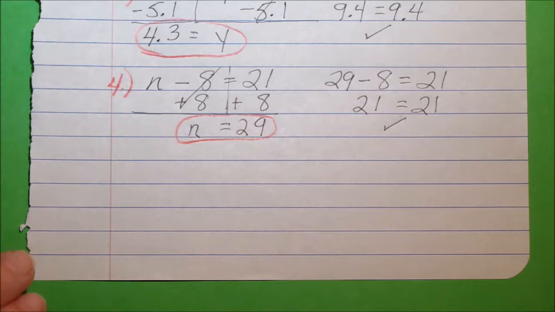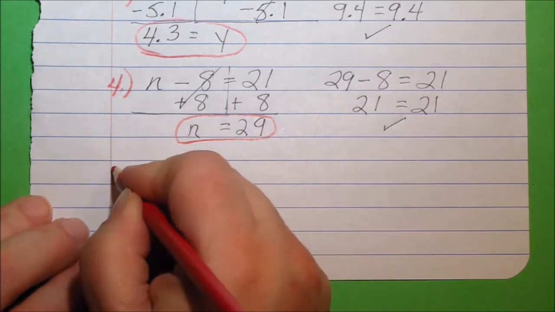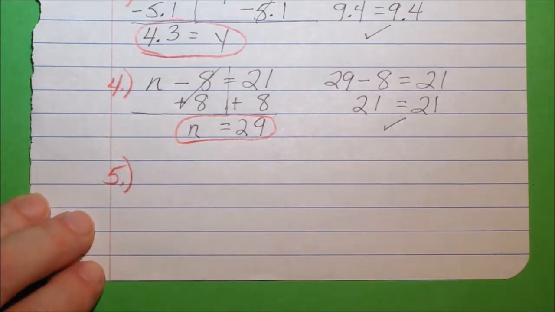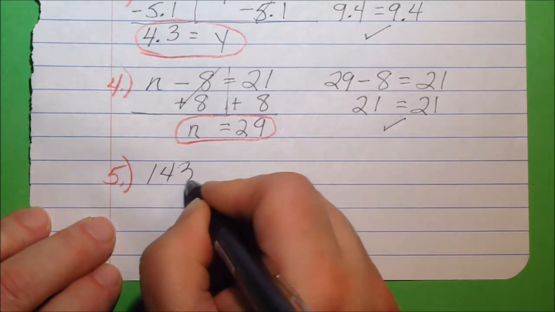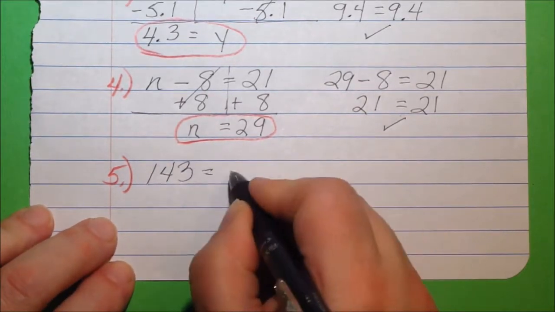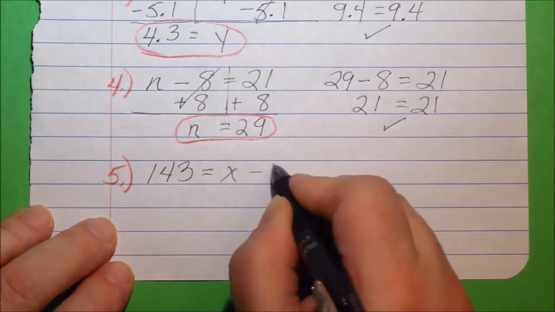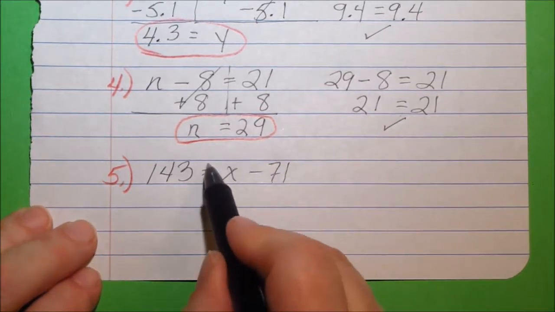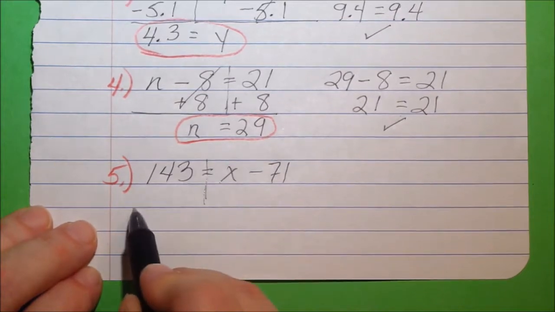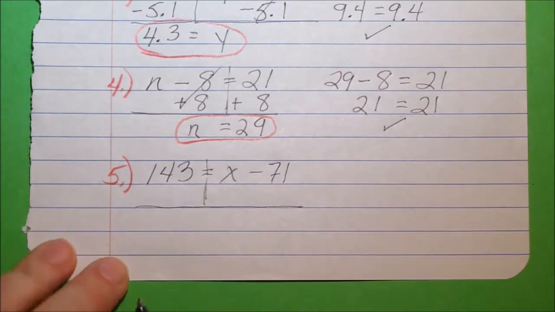And we've got number 5. All right, on number 5, we have 143 equals x minus 71. All right, let's build the fence for our variable.